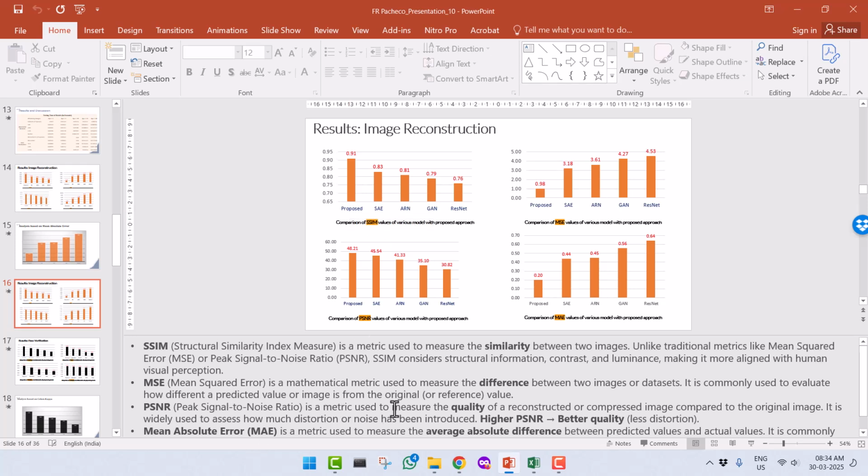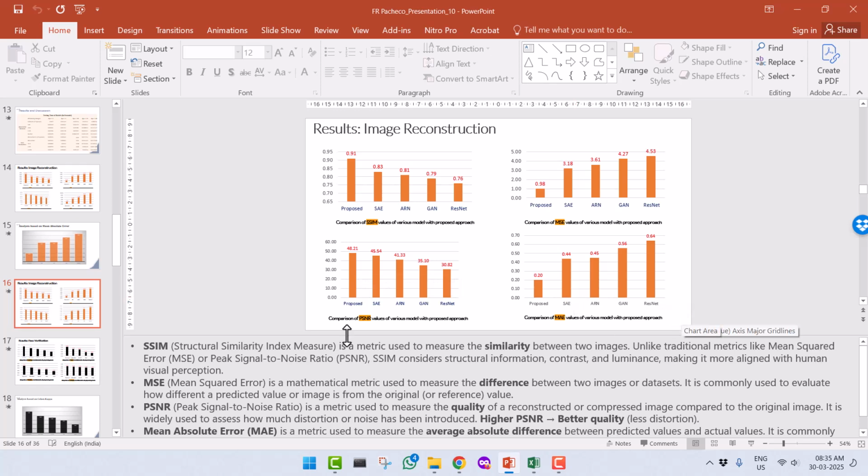So PSNR is a metric used to measure the quality of the reconstructed or the compressed image compared to the original image. And it is widely used to assess how much distortion or noise has been reduced. So the higher the PSNR value, the better the quality of the image. And if we go by that, we can see that the proposed model has the highest average PSNR. In all the cases, we have taken the results on a set of images and we have averaged that particular measure. So this is not for one image, rather it is an average value for the set of all the test images.